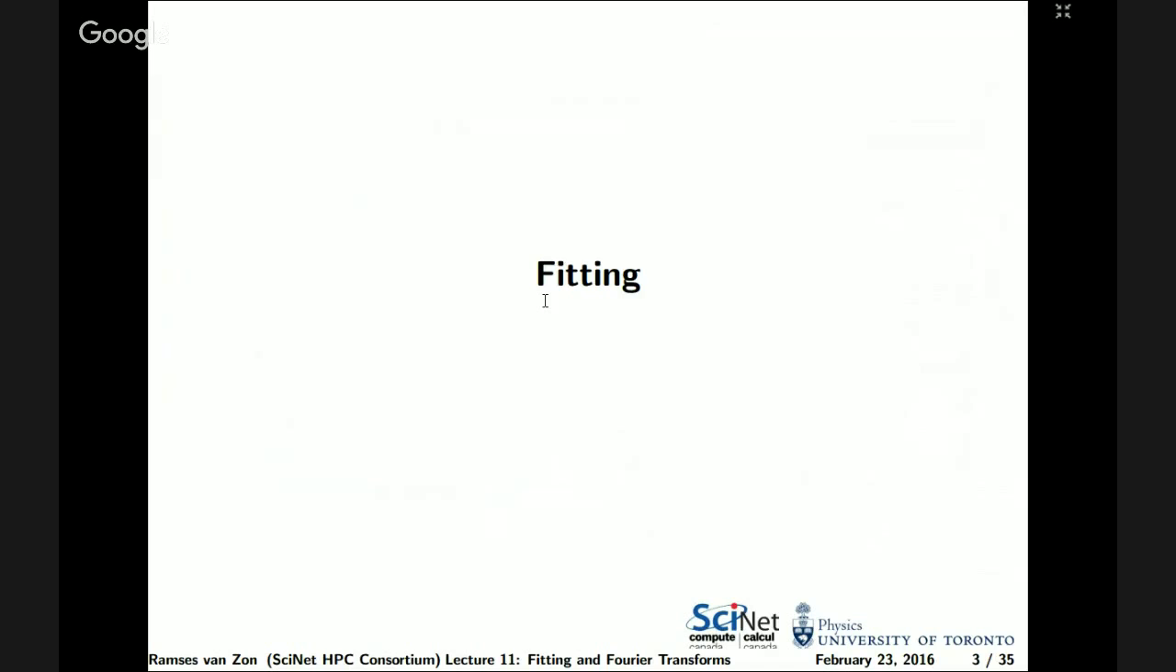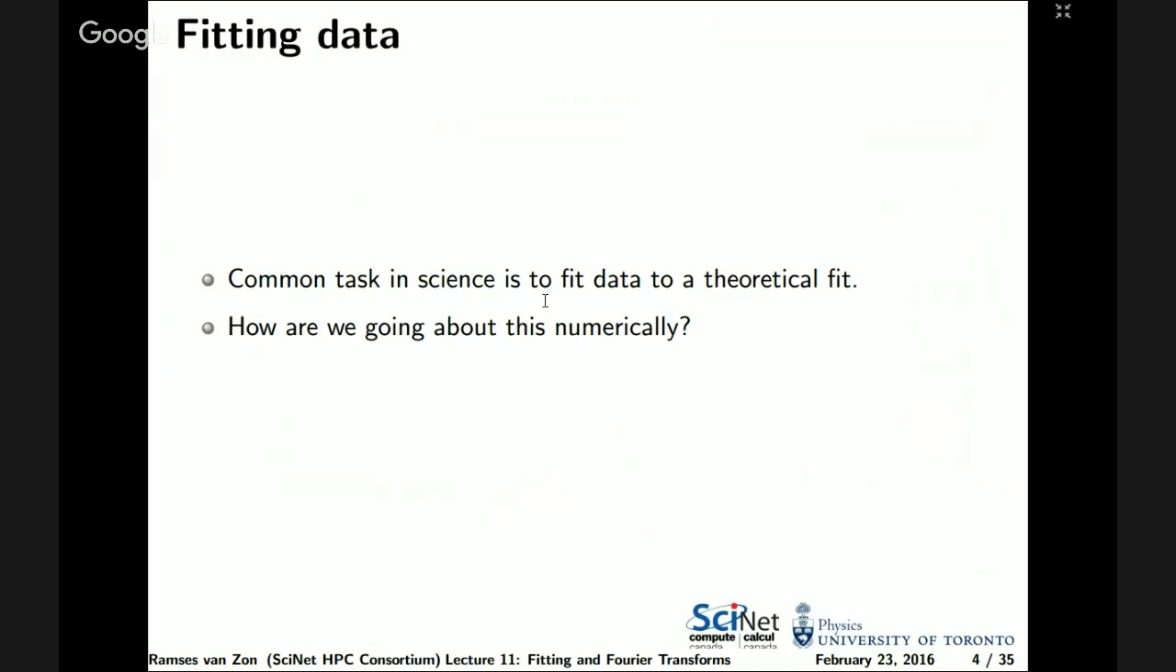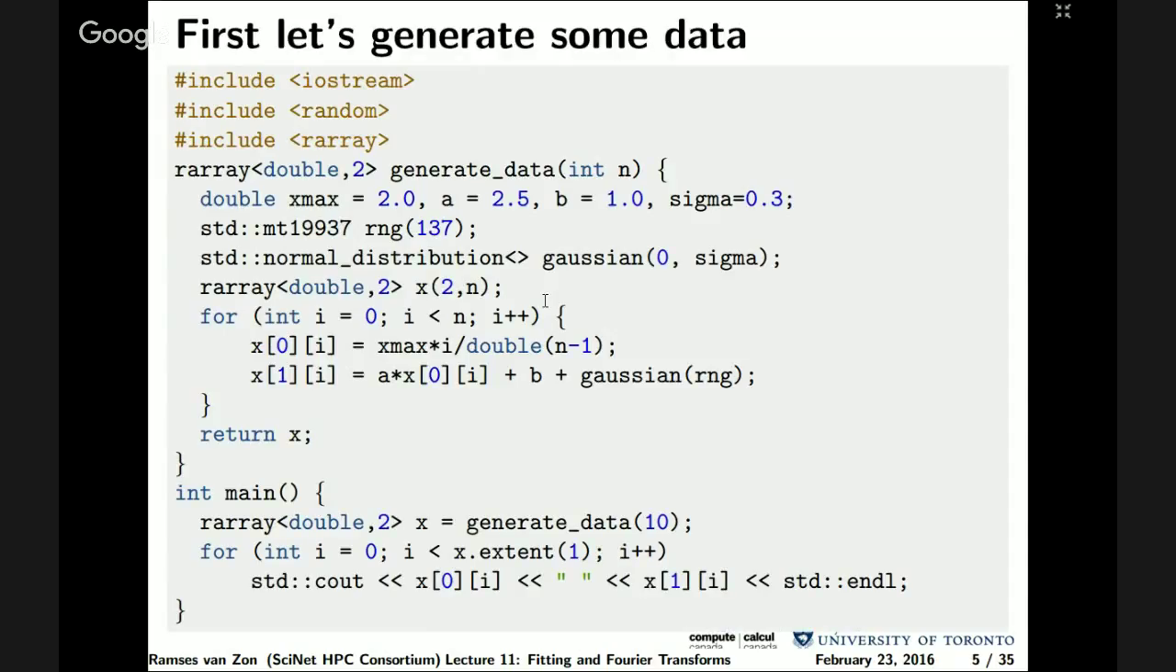I have data. I want to find a law that governs that data. That's pretty common science. And so unless you have two or three points, you're going to do this numerically, even if it's not a big data set. If it's a small data set, you're probably going to do it in some sort of nice GUI package. But if you wanted that as part of a bigger program, you would do that with a library. And so how are we going to do this numerically? So first things first, let's get some data.